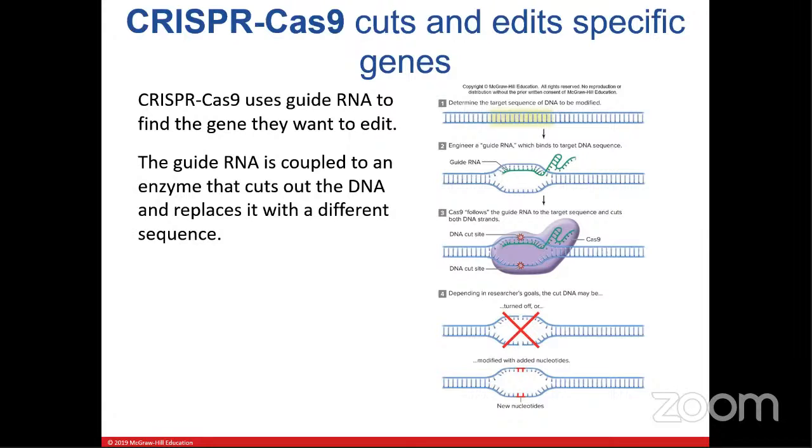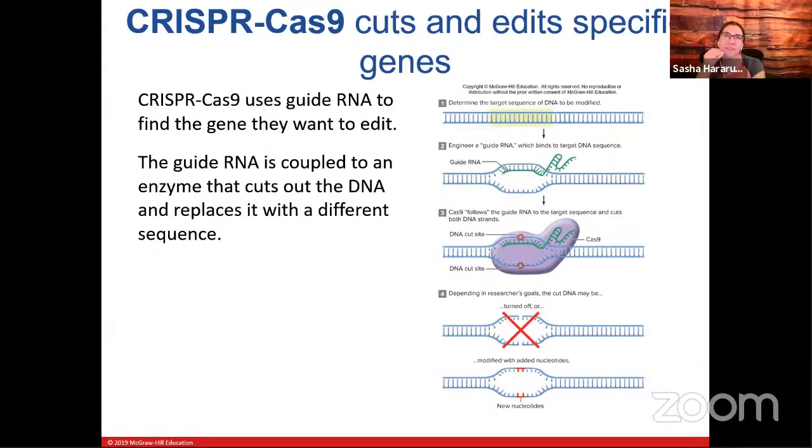What was the third way that genes can be changed? It was zapping with cells, gene guns, and what else? Viruses. Okay.